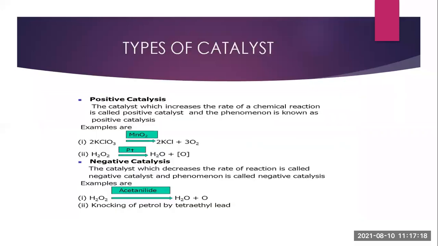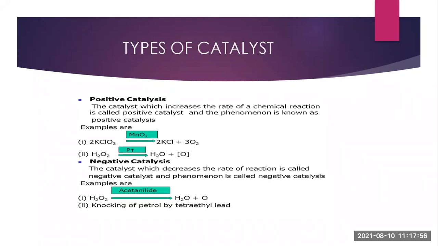So here, you can see there are different types of catalyst. One is the positive catalyst and another is the negative catalyst. Now the catalyst which increases the rate of chemical reaction is known as the positive catalyst. Now we are using the catalyst, but in catalysts also there are two types. One increases the rate of reaction and another decreases the rate of reaction. So the catalyst which increases the rate of reaction, we call it a positive catalyst, and the phenomenon is known as positive catalysis.